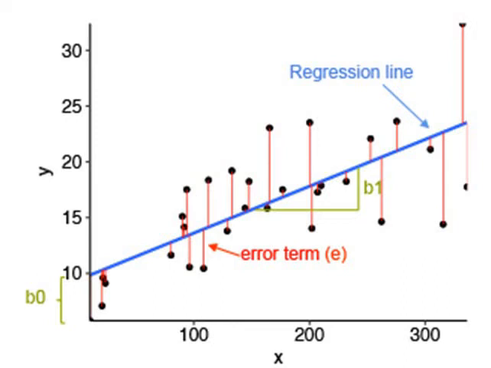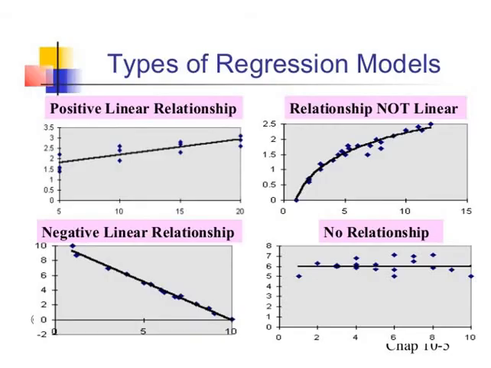Now let's see the types of regression models. There are 4 types of regression models. The first regression model gives us a positive linear relationship. We see the linear line is monotonically increasing as we go from left to right on the x-axis. In the second diagram, we see there is no linearity. There is a curve in the line.